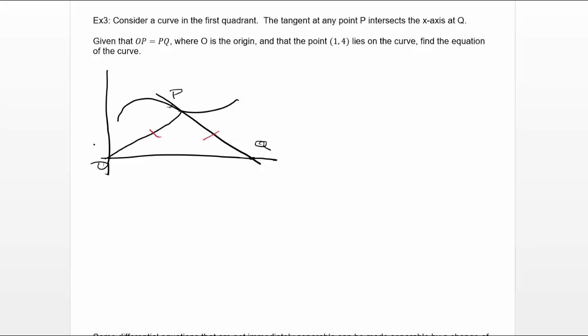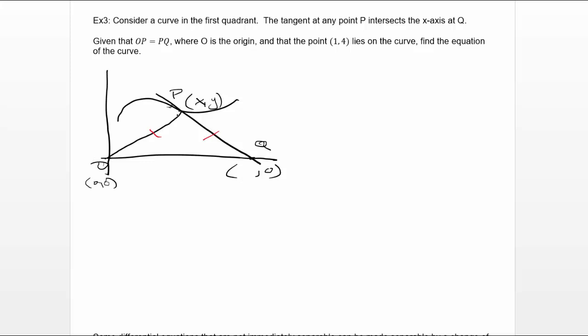So what does that tell us? Well, let's see if we can come up with some coordinates here. I know that the origin is 0, 0. I don't know what the coordinates of p are, but I can give them a symbol. How about just x and y? I don't know anything more than that. I do know that the y coordinate of q is 0. And based on this picture, I can actually tell what the x coordinate is.